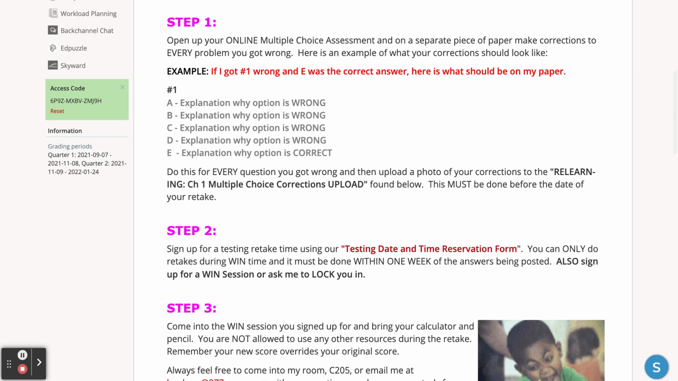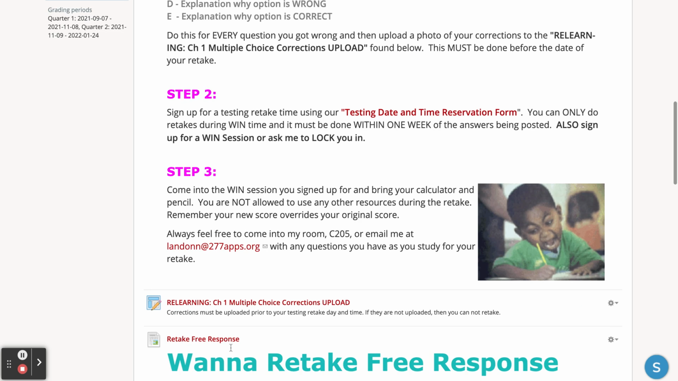Step 1 of your retake process for your relearning for the multiple choice is you need to go to your puzzle piece and, on a separate sheet of paper, do test corrections for every multiple choice question you got wrong. Here's an example of what you would do. I need you to write down the problem that you got wrong, and explain to me why the other 4 options are wrong and then why the 5th option is correct. Do that for all of the problems, and then you're going to upload that as your relearning right here to this assignment.